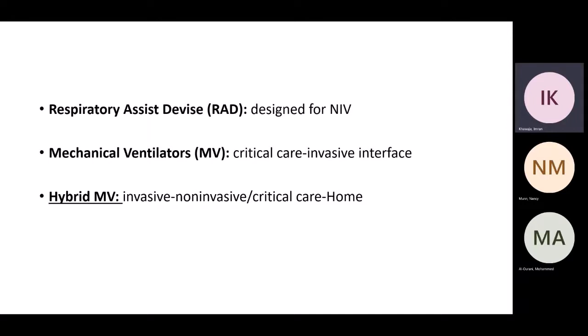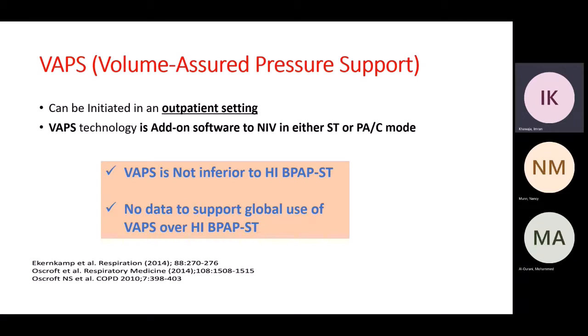I will be talking today about this category, specifically the Trilogy or the Respironics devices. VAPS stands for Volume Assured Pressure Support. It's some sort of pressure support, but the target volume will be guaranteed over a minute, and I'll show you how. It is very convenient; we can start it in inpatient and outpatient settings. By the way, with the newer hybrid modes, VAPS is an add-on software, so it's not a ventilator per se, it's a form of pressure support.